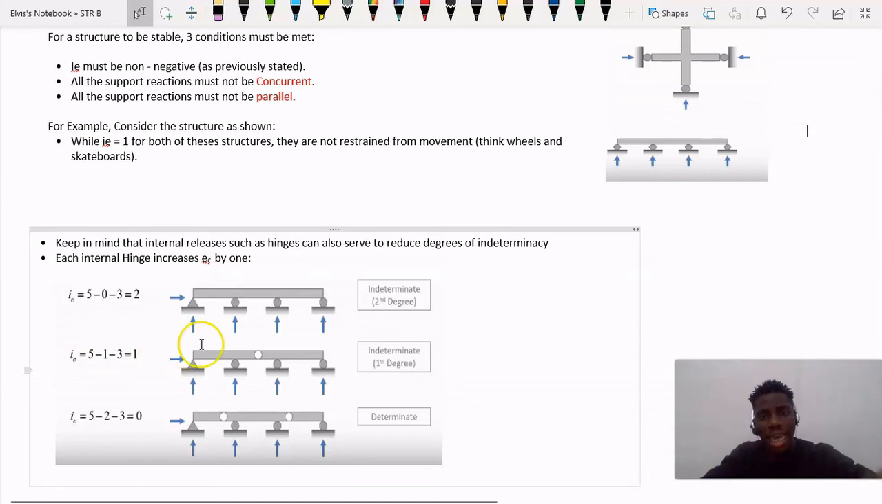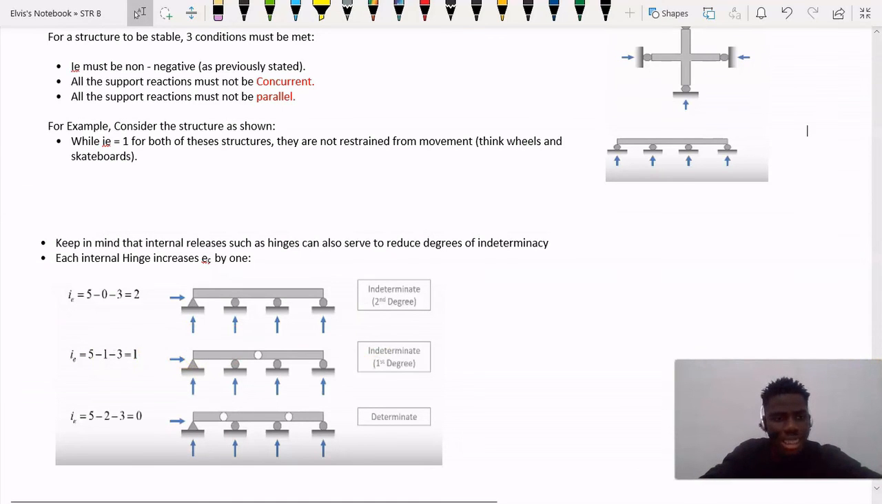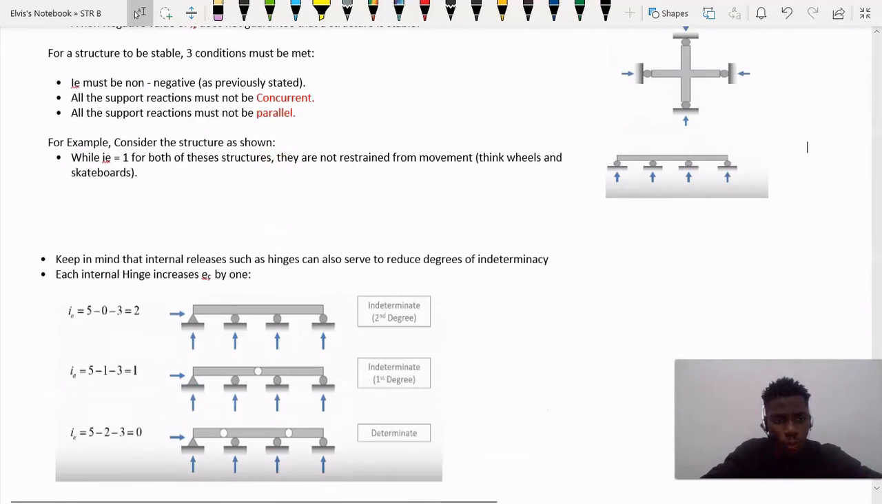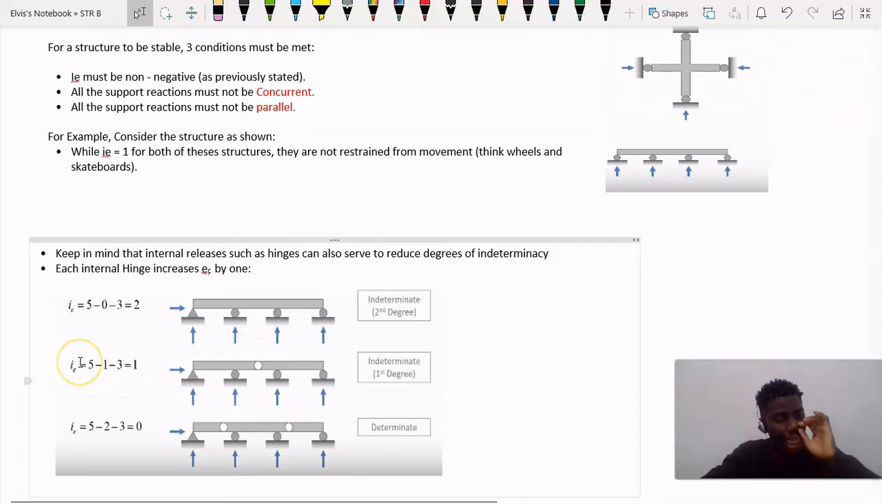If you take a look at the formula again, I sub E is equal to R minus E sub C minus 3, right? So R is equal to 5, which are the support reactions. Then minus E sub C, this is what we know as internal hinges. Because we have one internal hinge here, this is going to be 5 minus 1, then minus the equations of equilibrium, which is 3. So 5 minus 1 minus 3 is going to give us 1. As you can see, guys, the degree of indeterminacy has reduced from 2 to 1.